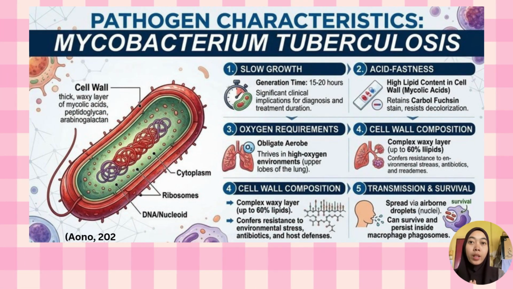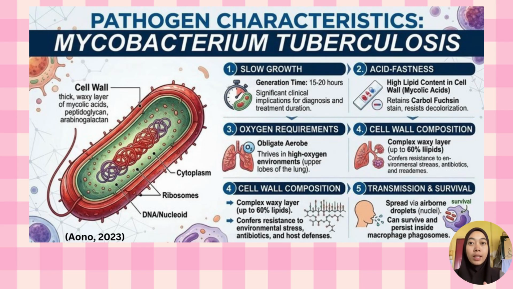So now I will present the pathogen characteristics of Mycobacterium tuberculosis, which is the bacterium that causes tuberculosis, or TB. First, let us look at the structure of Mycobacterium tuberculosis. This bacterium has a thick and waxy cell wall made out of mycolic acid, peptidoglycan, and arabinogalactan. Inside the bacterium, there are components such as the cytoplasm, ribosomes, and DNA or nucleoid region.